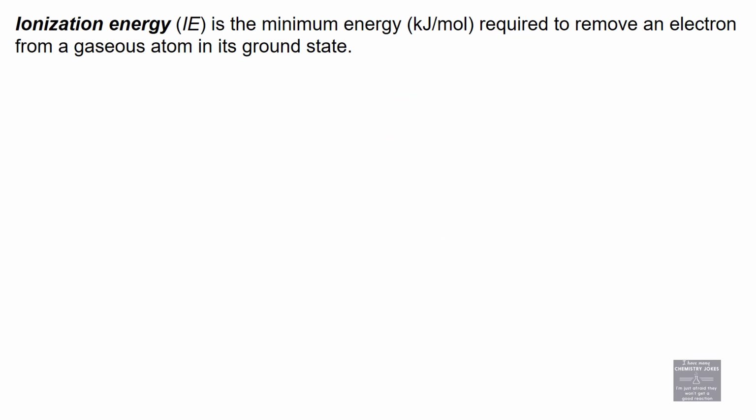Apologize. Ionization energies. We've been talking about them for at least 2 weeks now. Ionization energy is the minimum energy required to remove an electron from a gaseous atom in its ground state. What? It's the energy required to rip an electron away from an atom. So put in energy, it's an endothermic process, put in energy and rip away an electron.